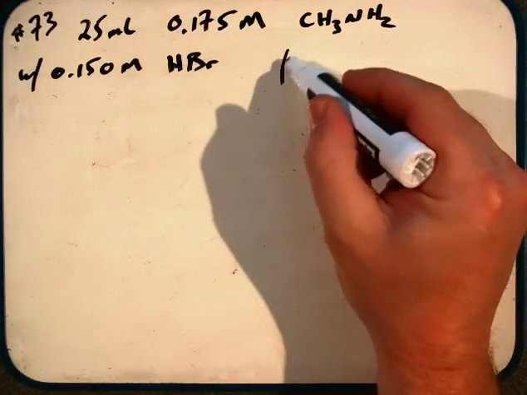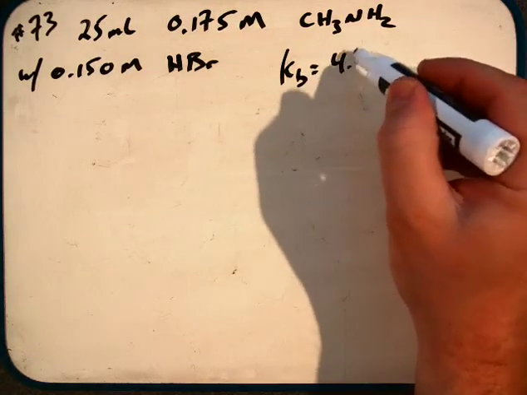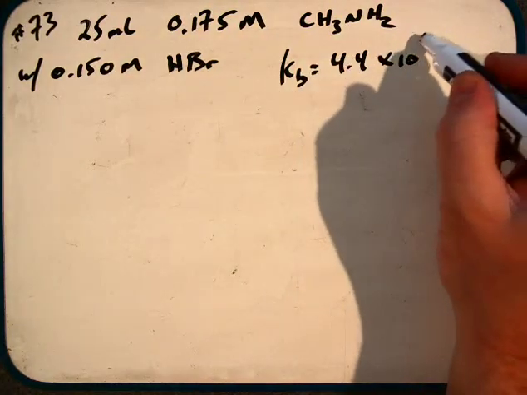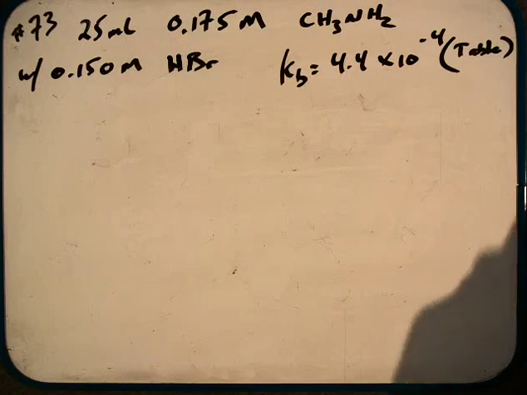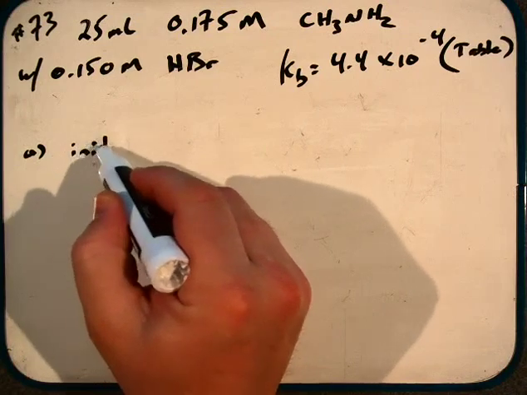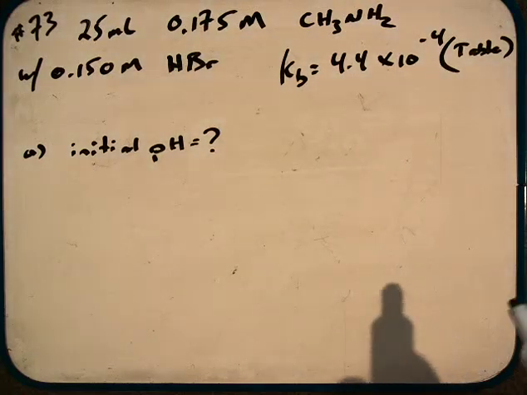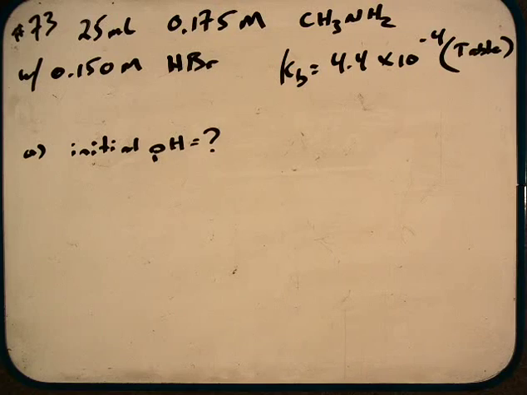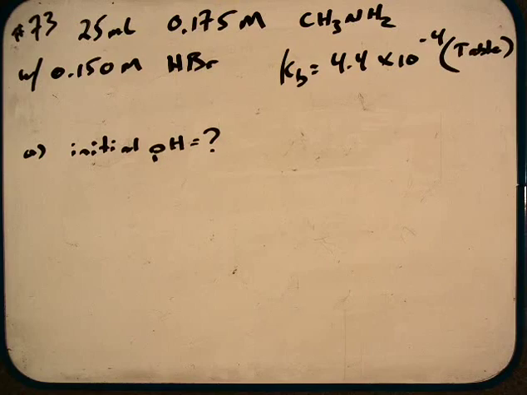One thing we're going to have to look up is our Kb for our weak base, and we can get that from our table. So that's our Kb, and so we have a number of questions here. The first question is asking us about the initial pH. If we're asked an initial pH for a titration question, this is really a chapter 15 question. It's really just asking, if you have this much base, what is the actual pH?